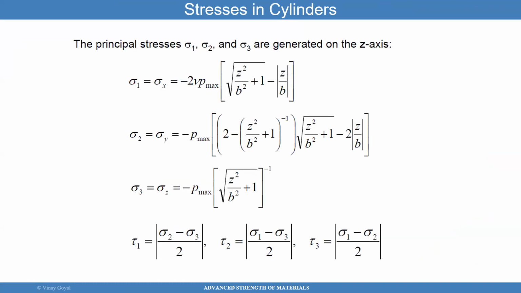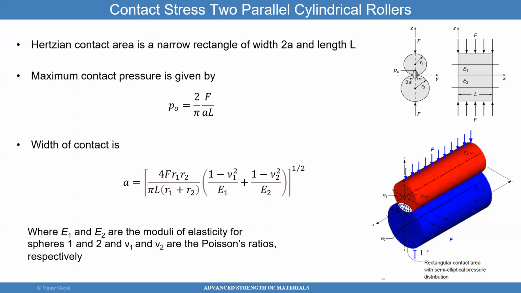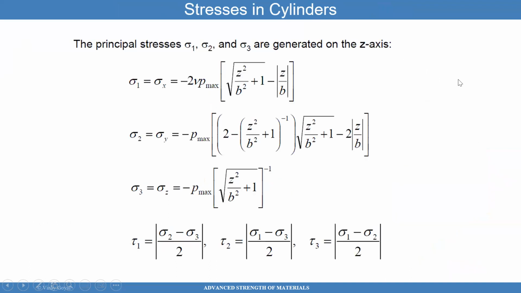Very similar to what I had discussed before, you can calculate the principal stresses, sigma 1, sigma 2, and sigma 3. They're generated along the z-axis, and the z-axis is going to be at the contact point, starting there and then moving deeper into the material. Again, it does not depend on the modulus of the material. You can see that there. It depends only on the max pressure, but also depends on the Poisson ratio. The max pressure here is the max pressure caused by the two cylinders coming into contact.